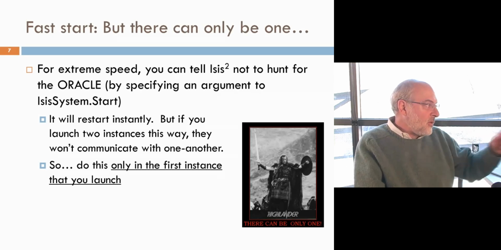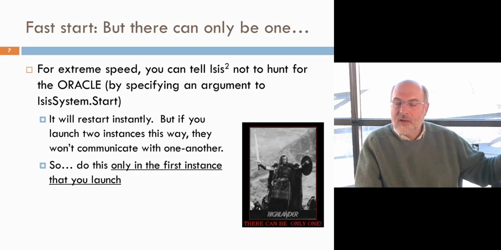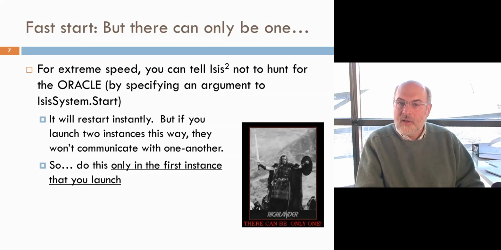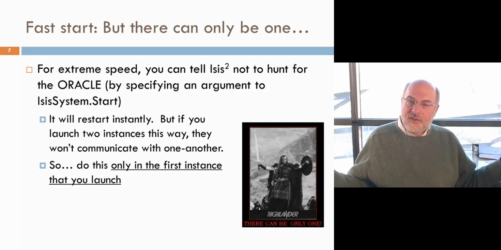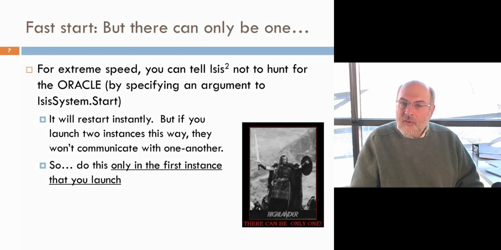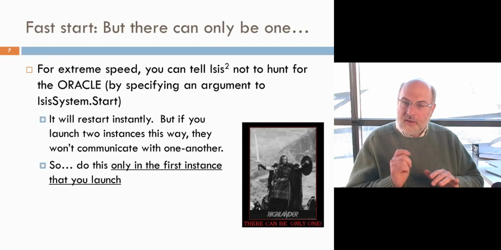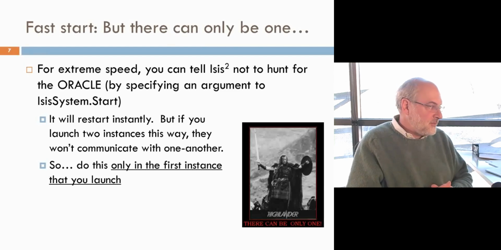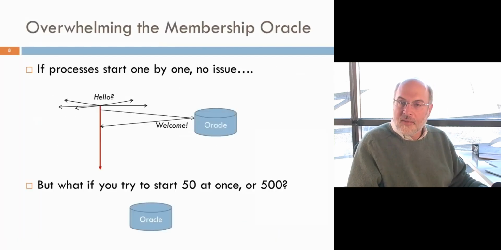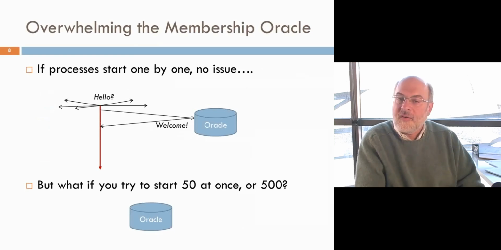And you do that by calling ISISsystem.start with an argument. The argument is just a Boolean true. And in that case, ISIS immediately starts the oracle. No delay will occur. It'll just take milliseconds. Then your other programs, when you launch them, you can't use that same feature, or else they'll all end up as separate partitioned versions of ISIS. So for those, you launch in the normal way, and then they find and join this initial oracle that you started. Okay, so you do this only in the first version, but it would be very fast if you did that.